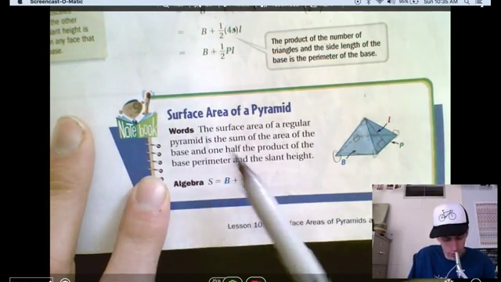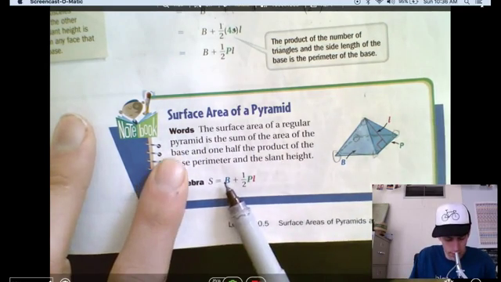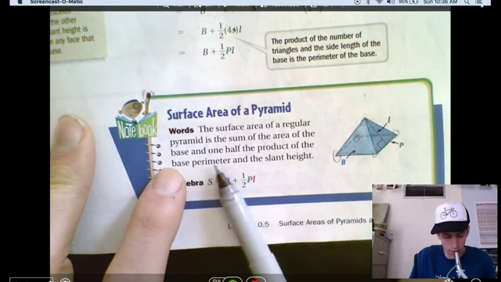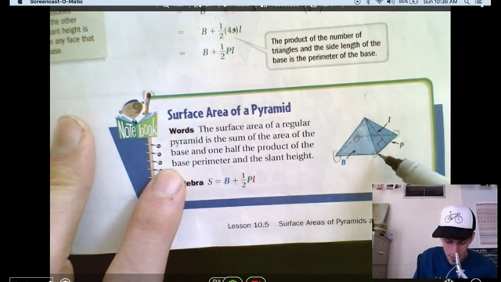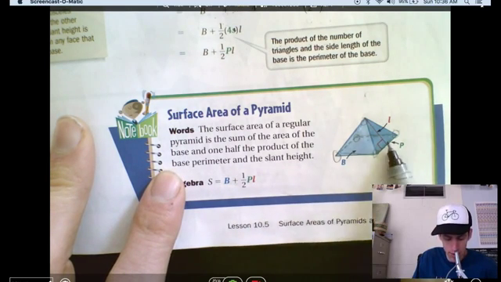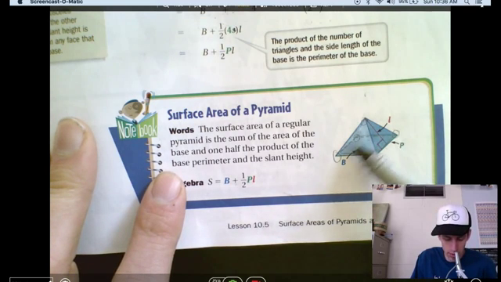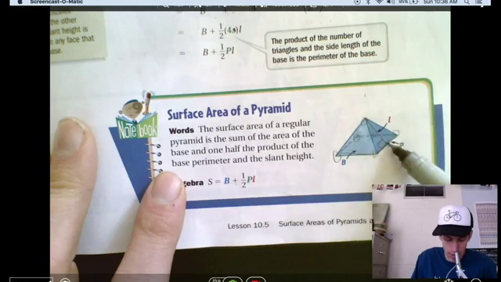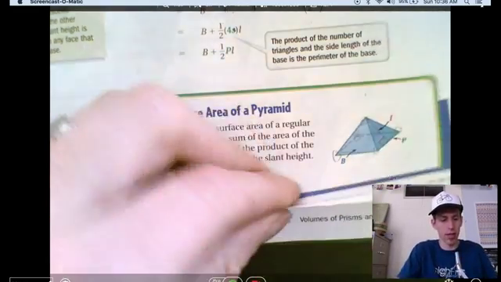What does P stand for? The surface area of a regular pyramid is the sum of the area of the base and 1/2 the product of the base perimeter. Oh, P is for perimeter. Well, that makes sense. The perimeter of the base times the slant height. That might make things easier, don't you think? Perimeter of the base times that slant height, and then 1/2 of that. So, let's look at an example of that.